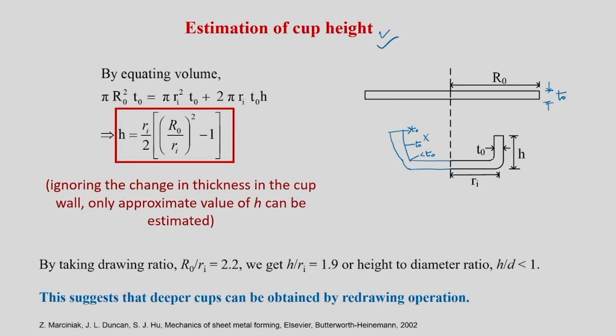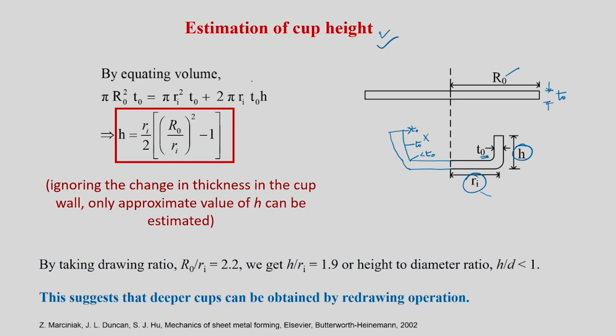But we are going to neglect all such changes and assume that the thickness remains the same, T0, at any stage of deformation, and we want to find this height h. Let us say the inner radius, the cup radius, is Ri. The initial sheet radius is R0 and the cup radius is Ri, so R0 should be converted to Ri, with the thickness remaining T0, and h is the cup height at any stage.